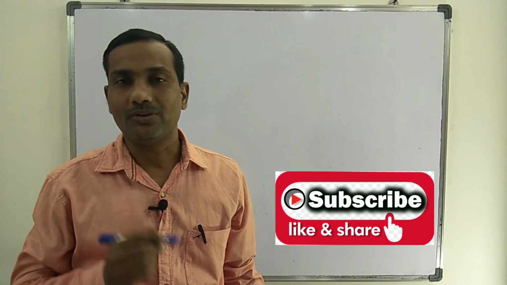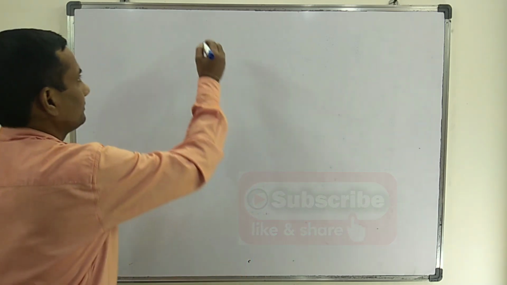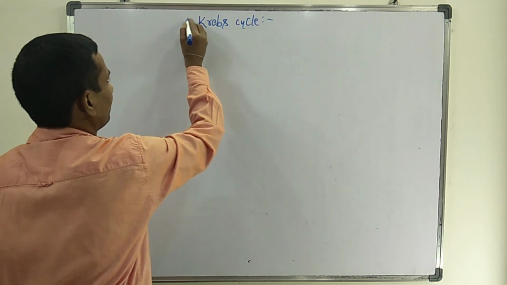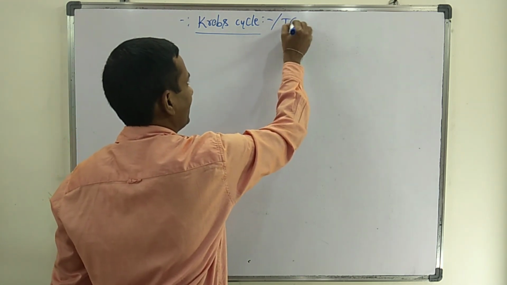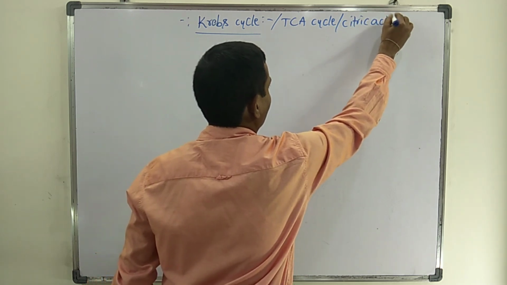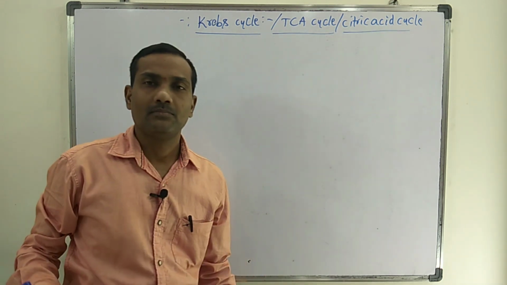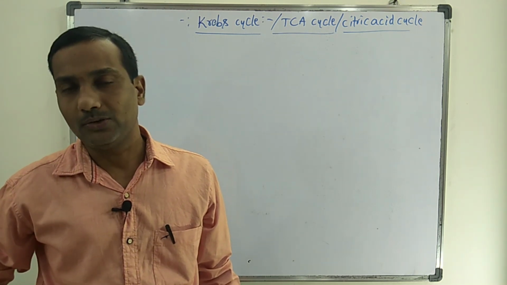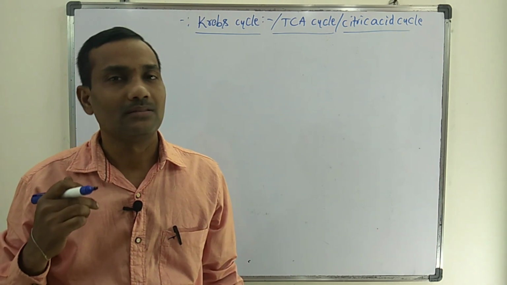Now we discuss detailed, entire information about the Krebs cycle pathway. The Krebs cycle is otherwise known as the TCA cycle or citric acid cycle. Like this, there are different names. The total Krebs cycle events occur in the matrix of the mitochondrion. What are the major events that occur in the Krebs cycle? That we'll discuss.